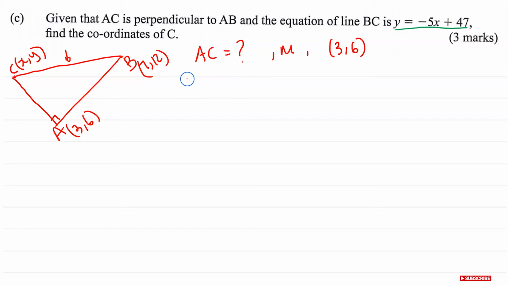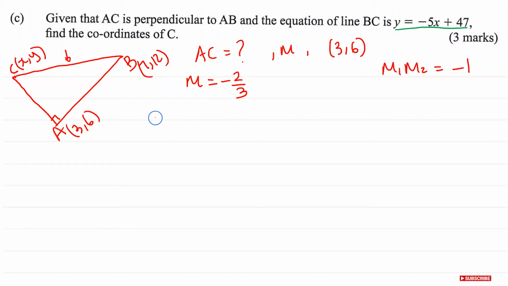So gradient, what will it be? Right, if you remember, the gradient of line AB was 3/2, and because AC is perpendicular to AB, the gradient is going to be the negative reciprocal of AB. So if AB was 3/2, this is going to be negative, and the reciprocal of 3/2 is 2/3. So this is the gradient of AC. Of course, you can use m1 times m2 equals negative 1, but you will get the same thing.